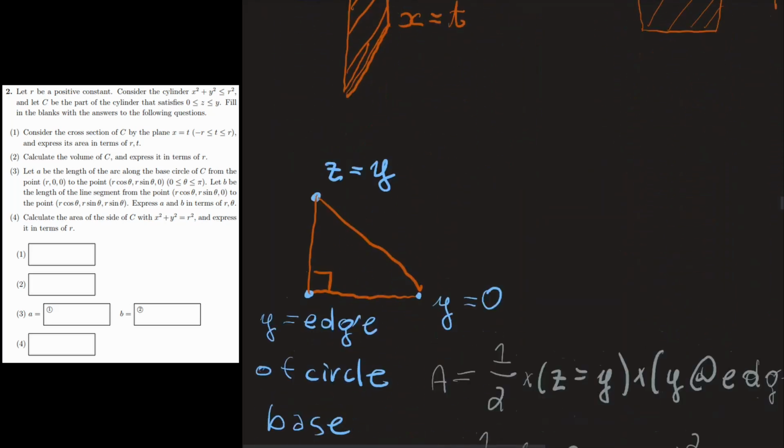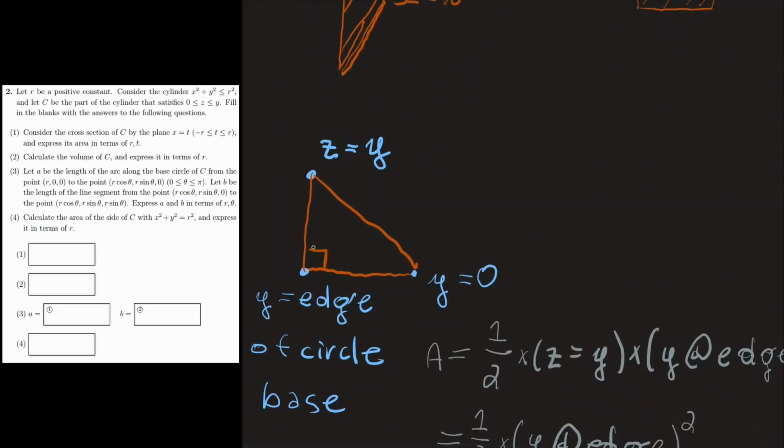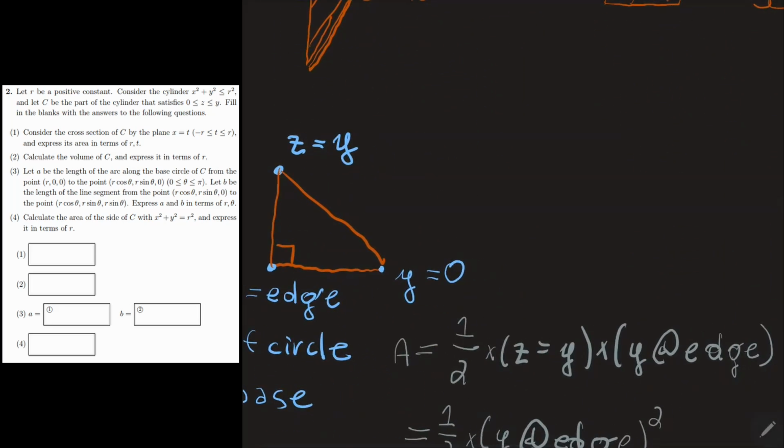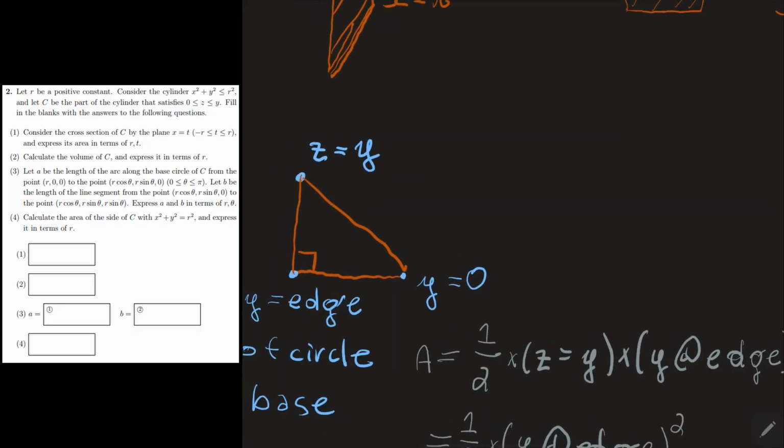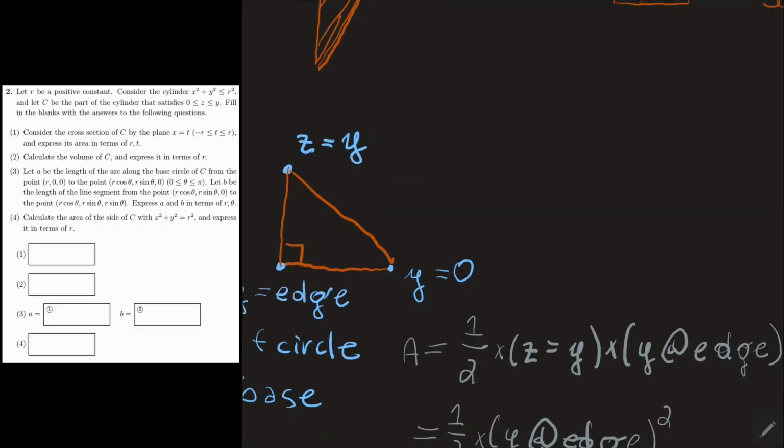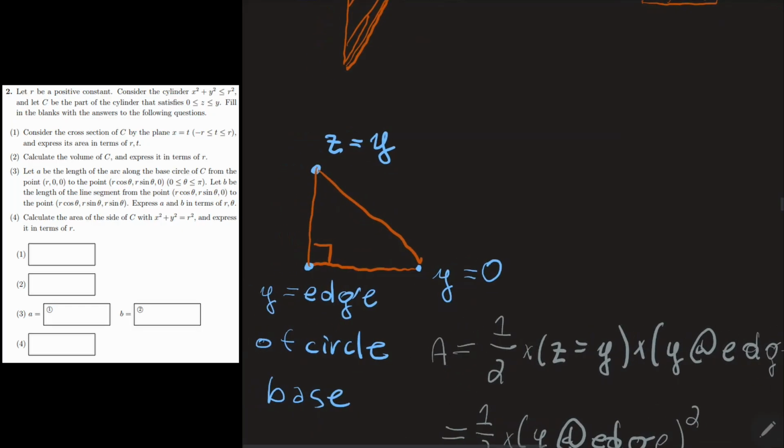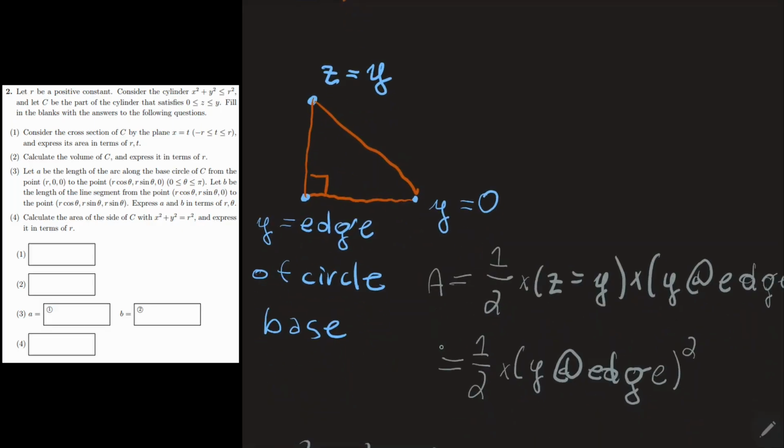Okay, so we determined that the cross section is just this right angle triangle, right? And so obviously the area of a triangle is 1/2 times the base times the height. And we determined that our base and our height are the same, right? Because the z value over here is just the same as the y value. So the area of our triangle is 1/2 times this y value at the edge squared. And so the question is, how do we find this y value at the edge?